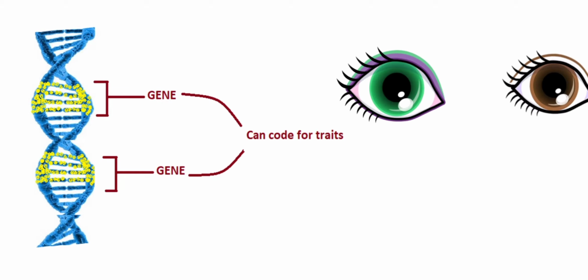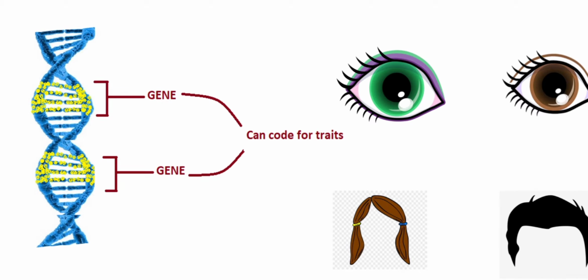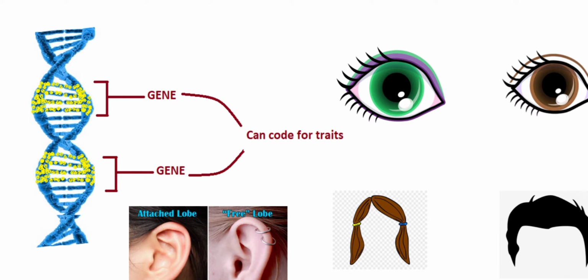We have learned that a gene is a section or a part of DNA that codes for a protein or RNA. So indirectly, it codes for a trait, which can be the color of the eye, hair color, or any other feature of the human body like attached or free earlobe, which is controlled by a gene.